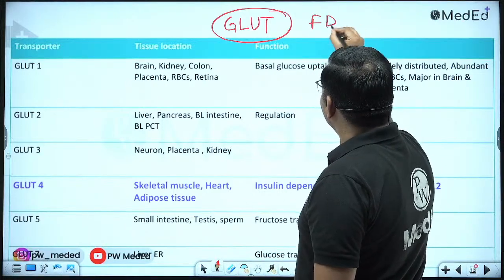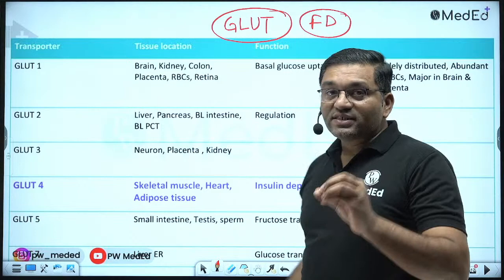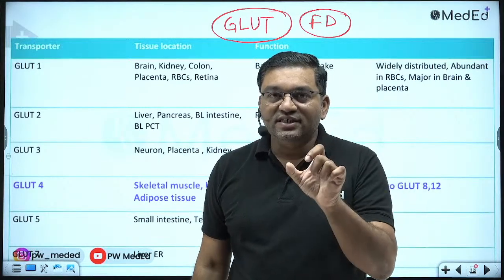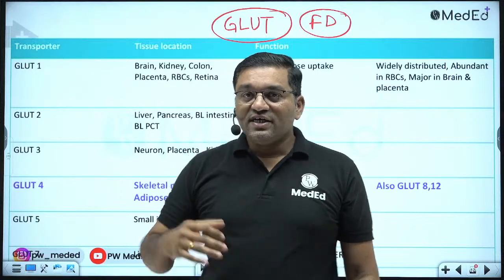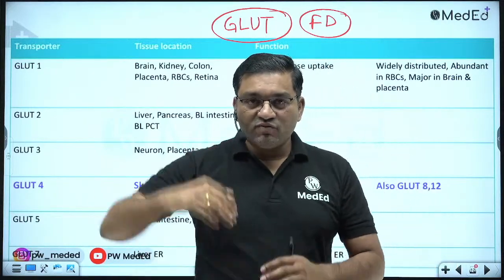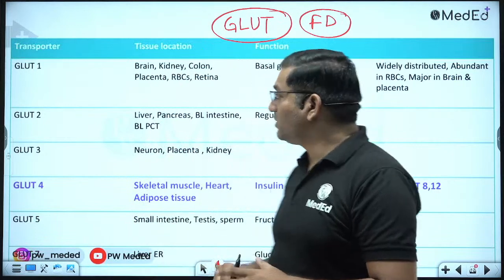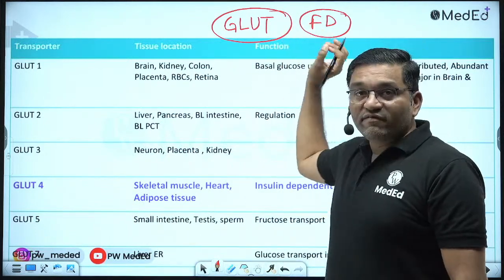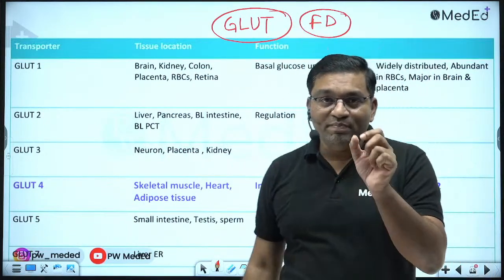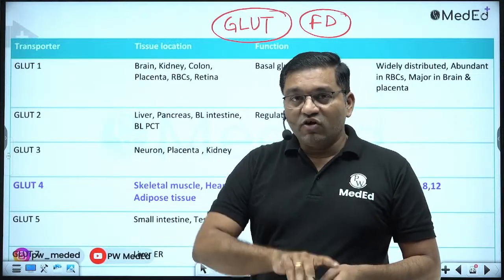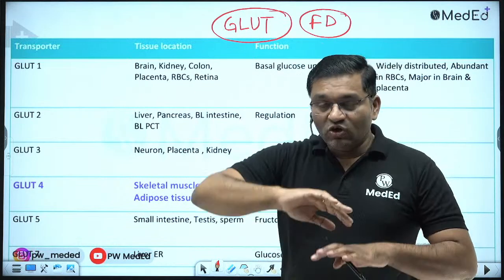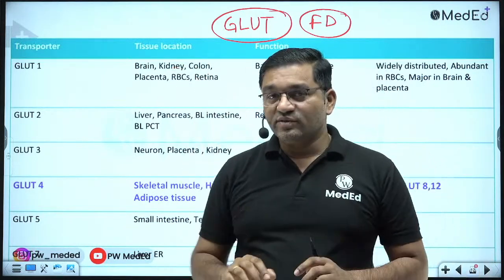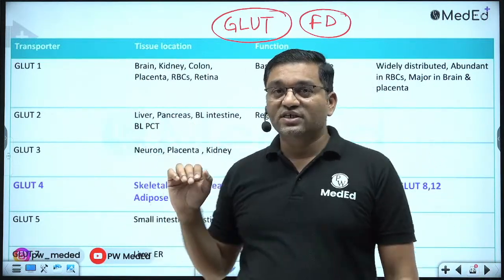Facilitated diffusion means it requires a carrier protein. Energy is not required. It is down the concentration gradient, from higher concentration to lower concentration. They follow the ping pong mechanism and they follow saturation kinetics. As it is carrier protein dependent, they follow saturation kinetics like enzymes, meaning you will get a hyperbolic curve.